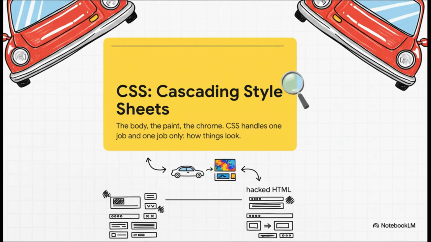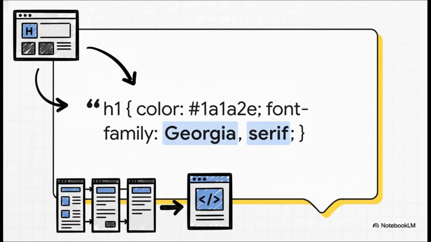It was a total mess. CSS was the solution. It completely separated the structure from the presentation. And here's basically how it works. A CSS rule, like this one, targets that H1 heading we saw in our HTML and gives it some simple instructions. It says, hey, heading, you need to be this specific shade of dark blue, and I want you to use the Georgia font. What's so cool about this is, by keeping all these style rules in a separate file, you can change the entire look of a website just by editing that one file.